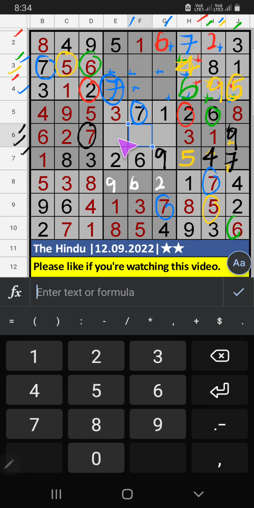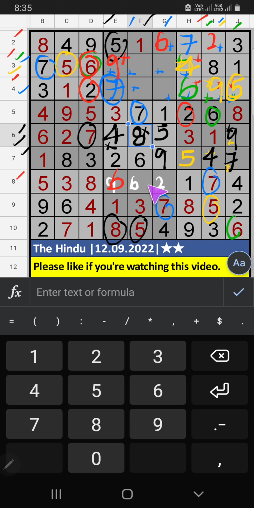Sixth row, 3 numbers are remaining: 4, 5, 8. Column E, we have 5 and 8. So 5 and 8 can't come in this cell, it will come in another 2 cells. Column F, we already have 5. So 5 can't come in the cell, 5 is confirmed here. Then 8 is here. Then only one number is remaining, 4. 4 is confirmed here. Column E, 2 numbers are remaining, 6 and 9. Third row, we have 6. So 6 can't come in the cell, 6 is confirmed here. Then 9 is here.